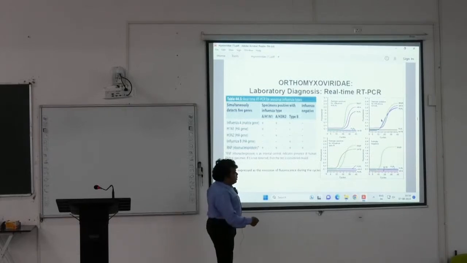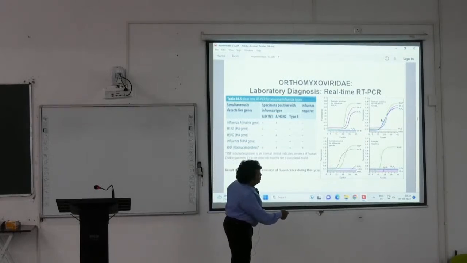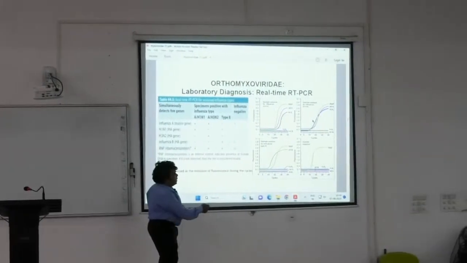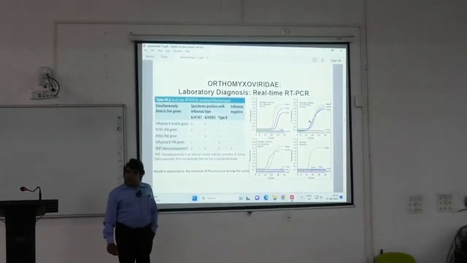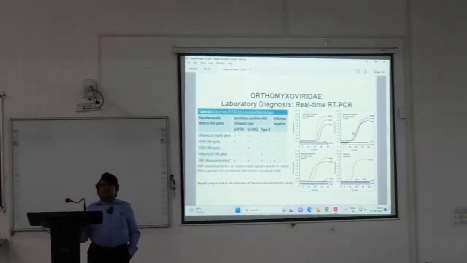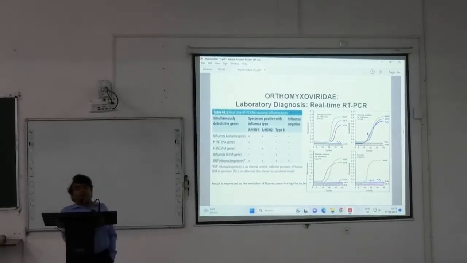Similarly, if we look at this, the internal control is there, only influenza B is seen. Over here, influenza A and H3N2, and over here, influenza A and H1N1. So this is how the diagnosis is made. I'm not going into the details. This is just the outline of real-time PCR.